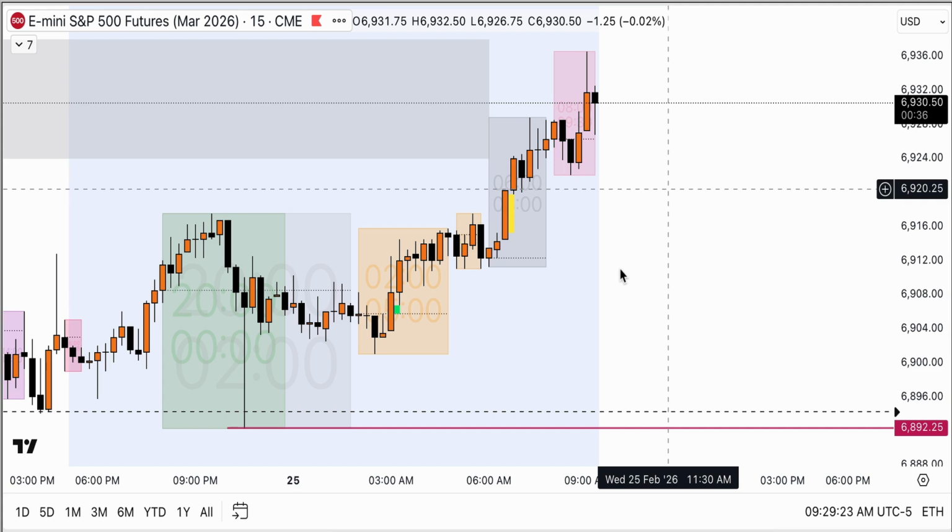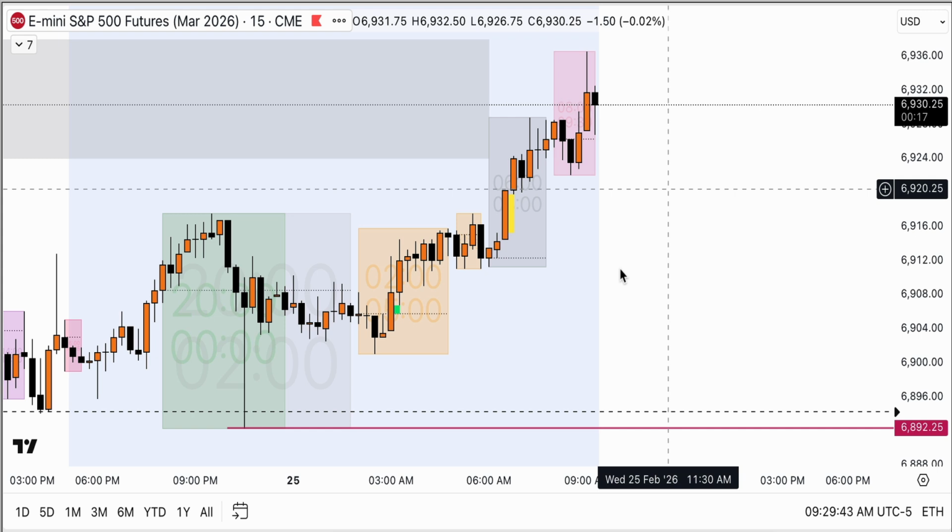Hello, everybody. It's the 25th of Feb, and today we're going to use the two-step model. We're going to find direction. That's the first thing we're going to do between 9:30 and 10:15.